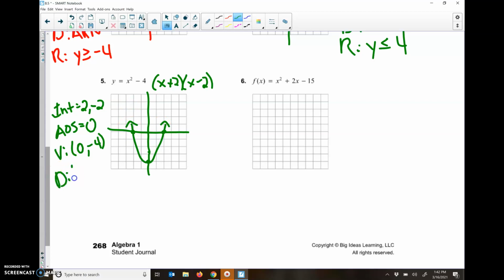Domain, all real numbers. And the range, it has to be greater than or equal to 4. There's no way it's going to get any lower than 4.